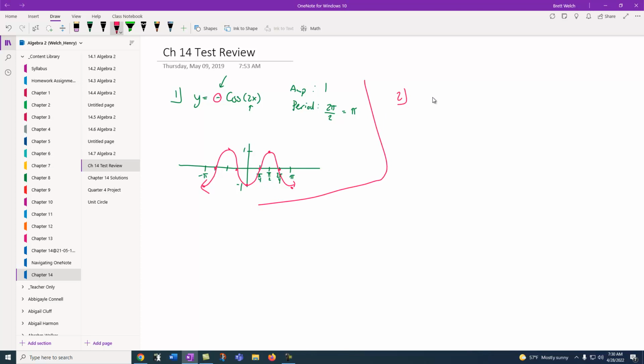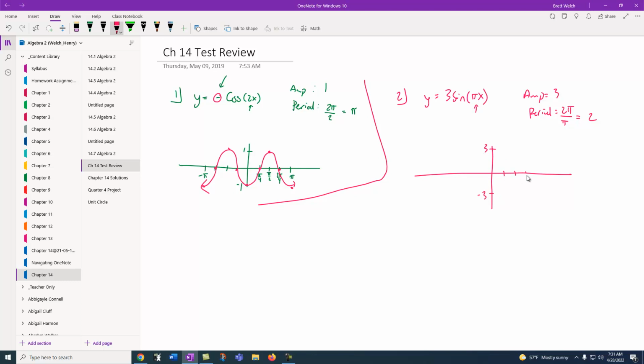Number 2, y equals 3 times the sine of pi x. Same rules here. Amplitude is the absolute value of that first number, which would be 3. And the period is 2 pi divided by whatever number is right there. In this case, that's pi. And 2 pi divided by pi is 2, because the pi's cancel. And I create my little graph. I'm going to label that 3, and that negative 3.